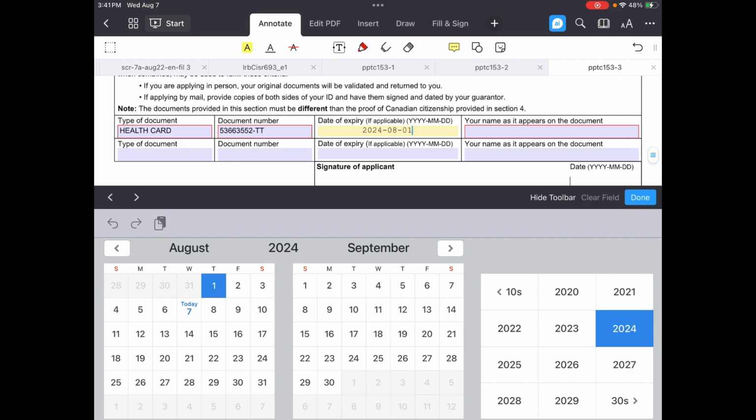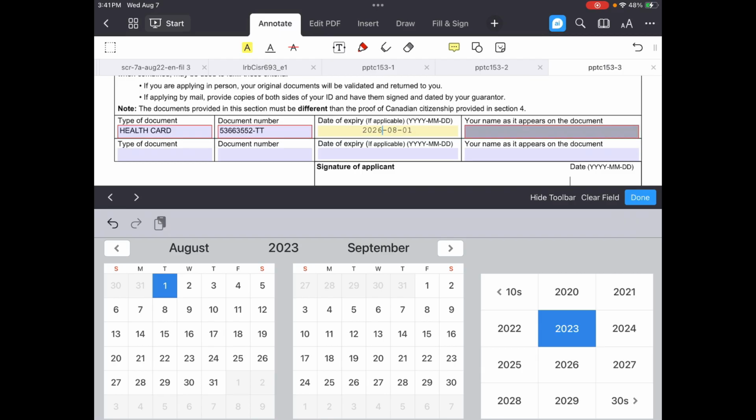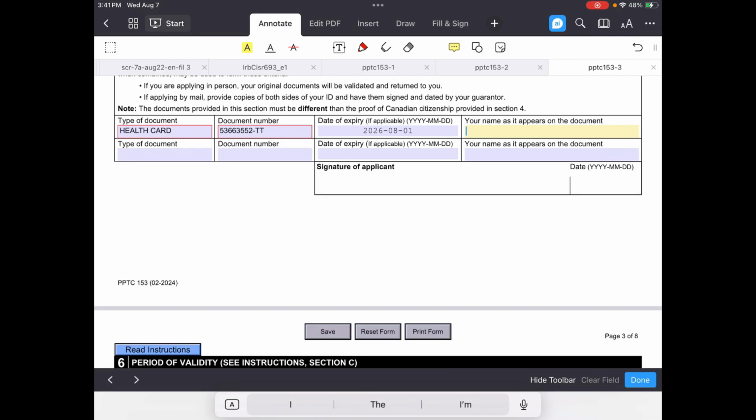We're just gonna say the date of expiry, I'm gonna say 2026, and your name as it appears on that document. So usually it's all in capital letters, so make sure you include the name as it's shown on the document. I don't remember if it's first name first and then last name, or last name first and then first name. So we're just gonna say this is how it's shown on the document.